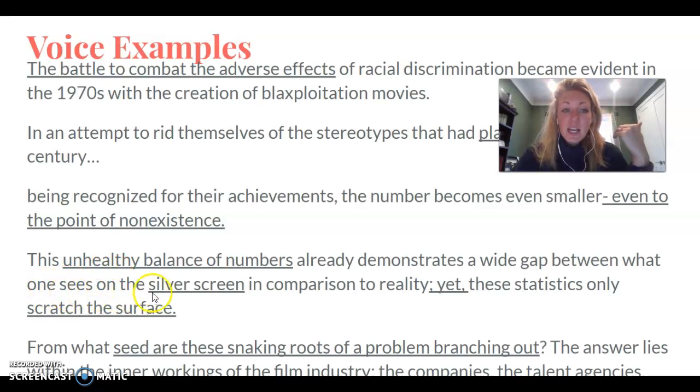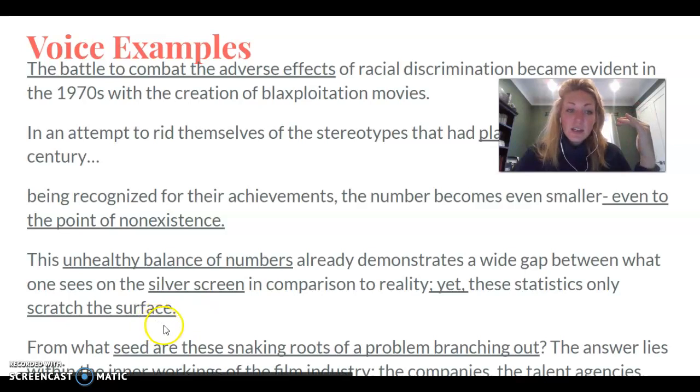And then they didn't just say on TV or on film or in movies. They used a synonym by saying silver screen. It's another way of saying in the movie theater. And then we have a different type of sentence structure. It says, yet these statistics only scratch the surface. Again, reminding us that these statistics are just the beginning of it. And they're using a little bit of a cliche, but that's great. It gives more exciting, more voice to something that would otherwise be really dry.